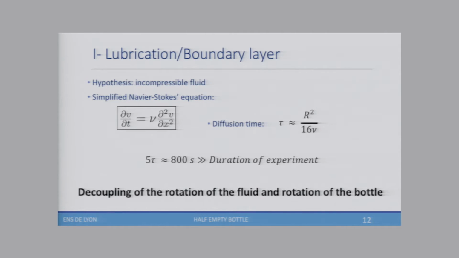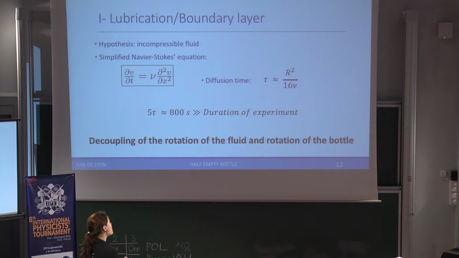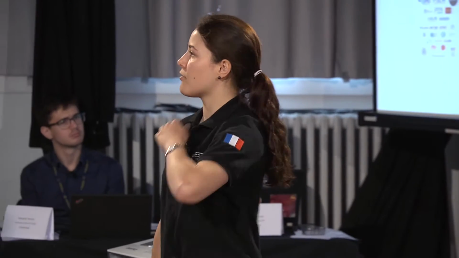The answer to this question is simply given by the Navier-Stokes equation. If you consider the Navier-Stokes equation, you can define a diffusion time, which is linked to the viscosity and the radius of the bottle. And this diffusion time is way higher than the duration of our experiment. So this simply confirms that there is a decoupling of the rotation of the fluid and the rotation of the bottle. And so now we know it's decoupling.